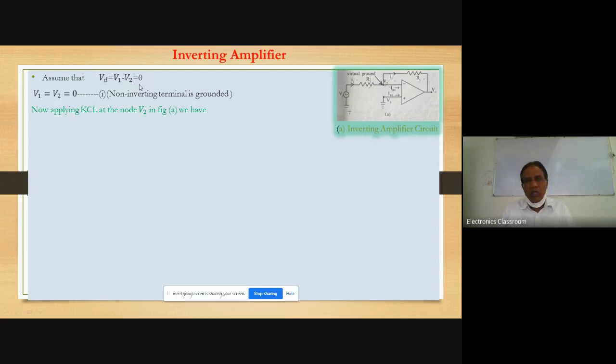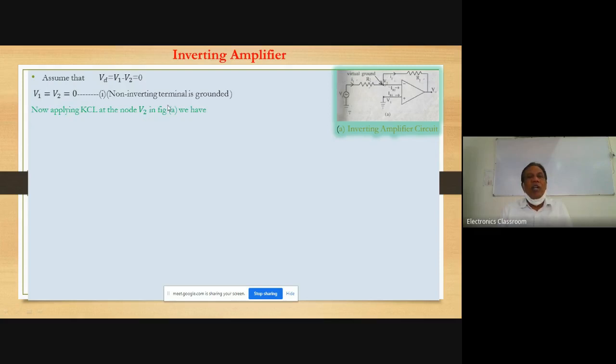Why is it 0? When the operational amplifier is an ideal operational amplifier, it is operating in the open loop condition, the gain is infinite, and if A tends to infinity, the differential input signal is equal to 0. That means V1 minus V2 equals 0. That means V1 equals V2, and we can say that V1 and V2 are at the same potential.